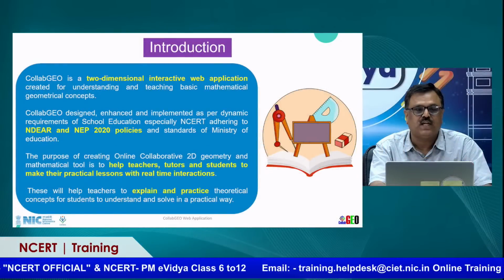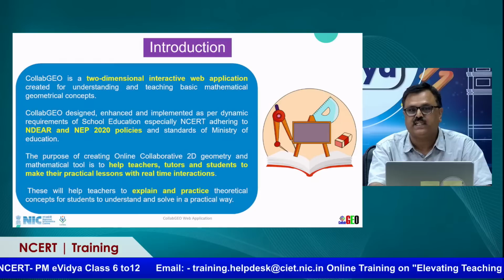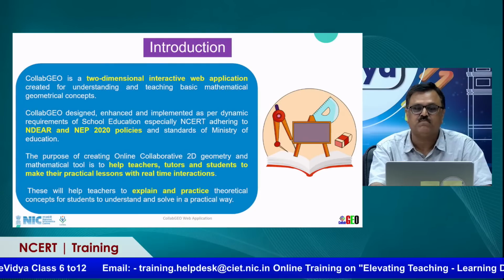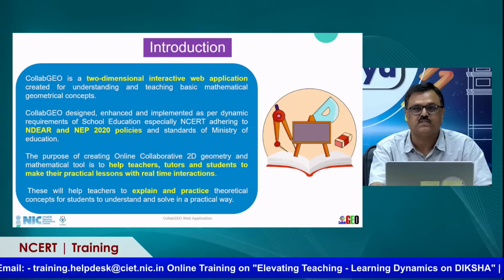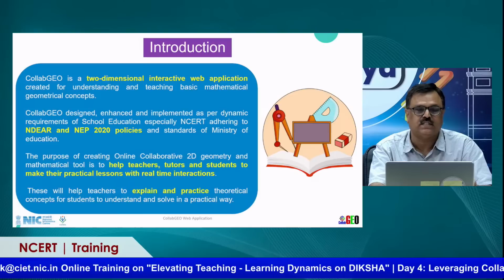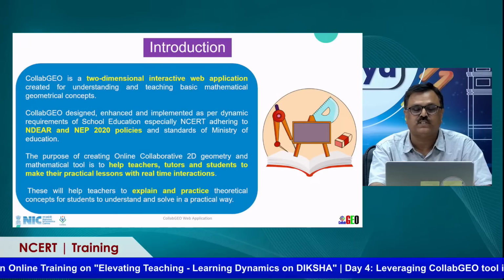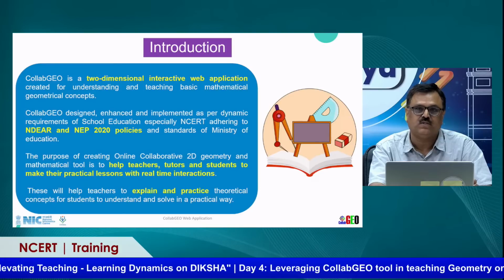So briefly, CollabGEO, as you know, is a two-dimensional interactive tool. Interactive means you can interact easily with the software using the mouse or a keyboard. It's a web application designed for browsers which can run individually on desktops, mobiles, and even tablets. And we have tested on all browsers like Firefox, Chrome, Microsoft Edge, including Opera.